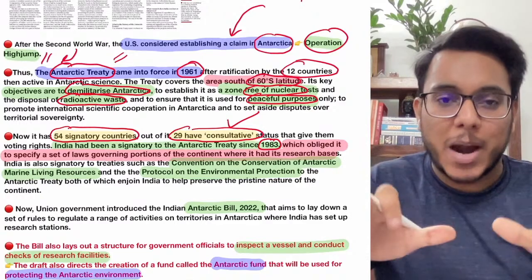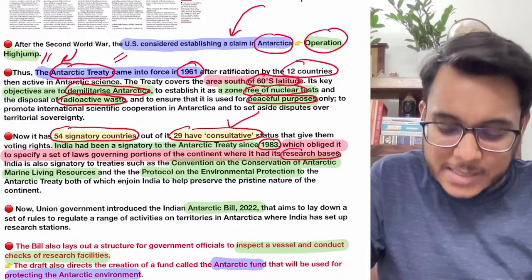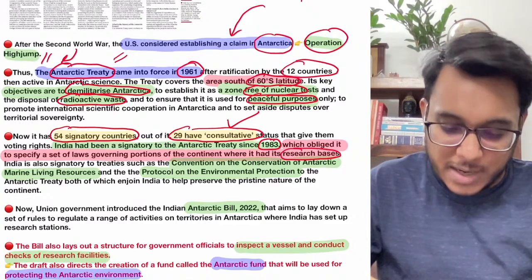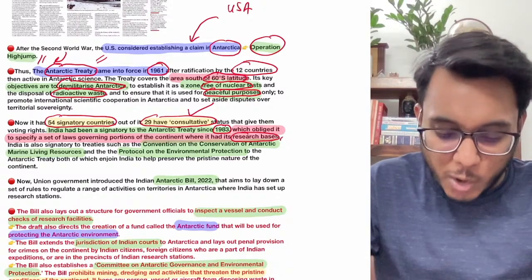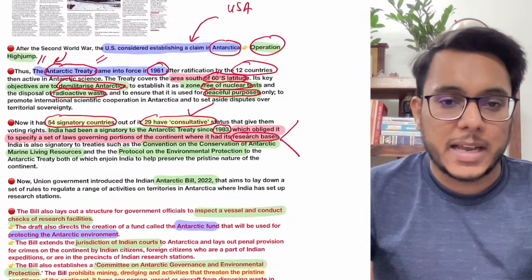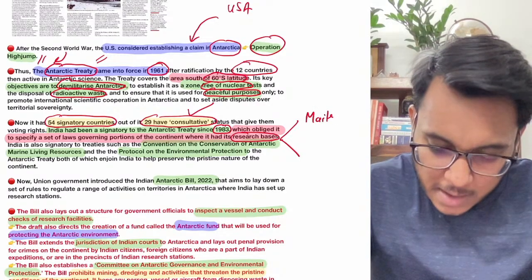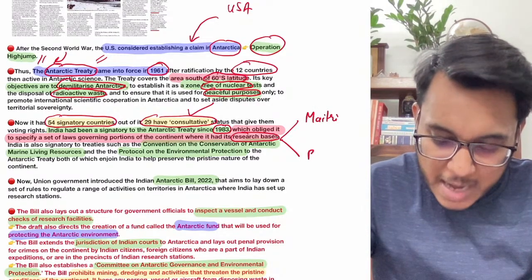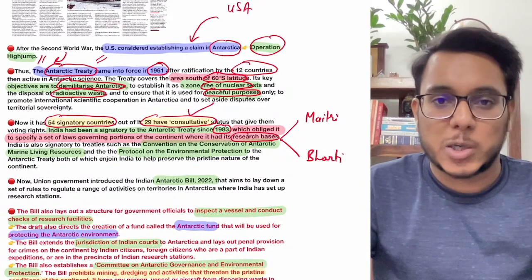Now guys, as a part of this treaty, India can establish its research bases in the Antarctica region. And as of now, we have two research bases in the Antarctica. The first is Maitri, and the second one is Bharati. So Maitri and Bharati are the two research bases in the Antarctica.